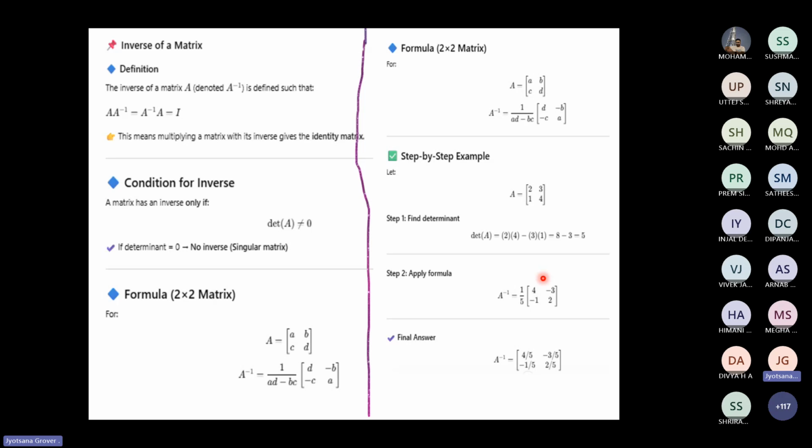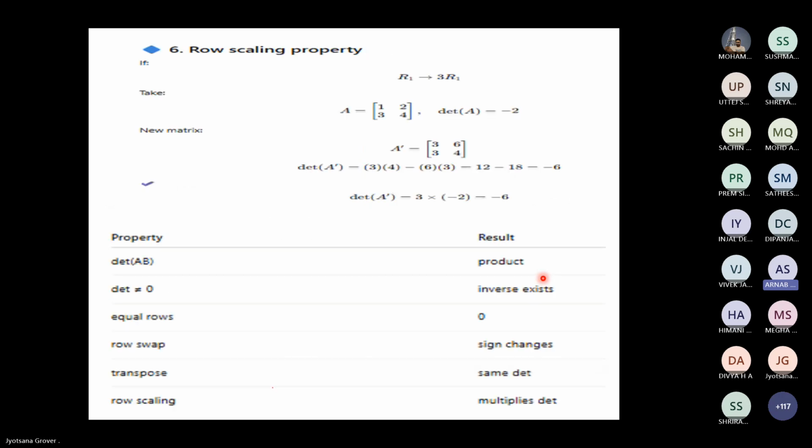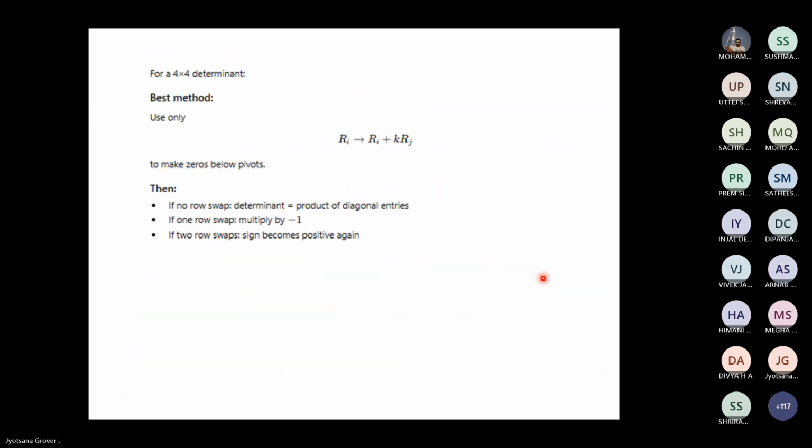This I'll explain because one of you also asked. Ma'am, in that slide where there was a mention that it is a product of all the diagonal elements, and after that there was another point that if it is one swap, it is minus. If you can just open that slide, ma'am.